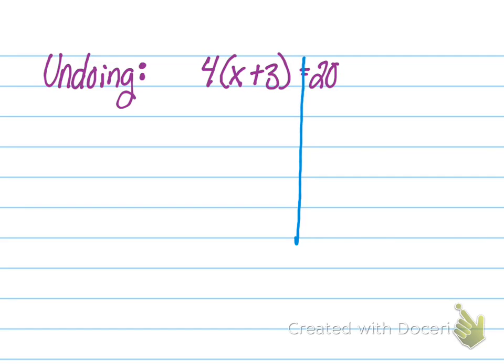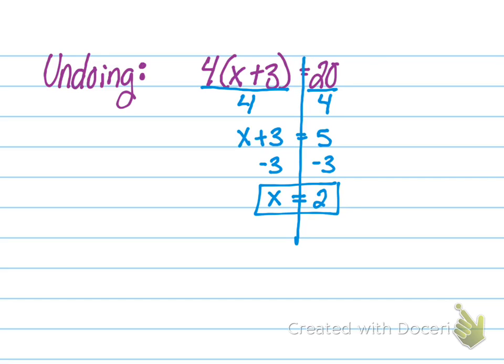That 4 is being multiplied, so I'm going to go ahead and undo that multiplication using division. When I divide both sides, that means I'm going to end up with the quantity of x plus 3 equaling 5. And again, I'm going to undo the addition, so I'm going to subtract 3 from both sides, leaving me with x equaling 2.